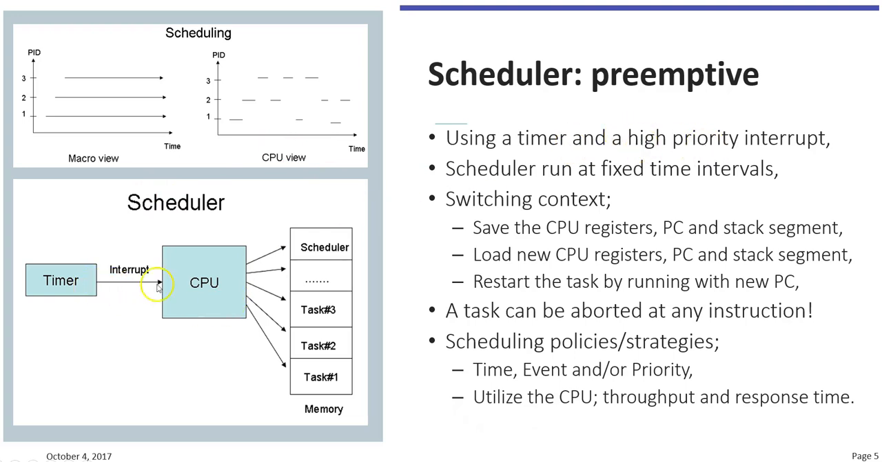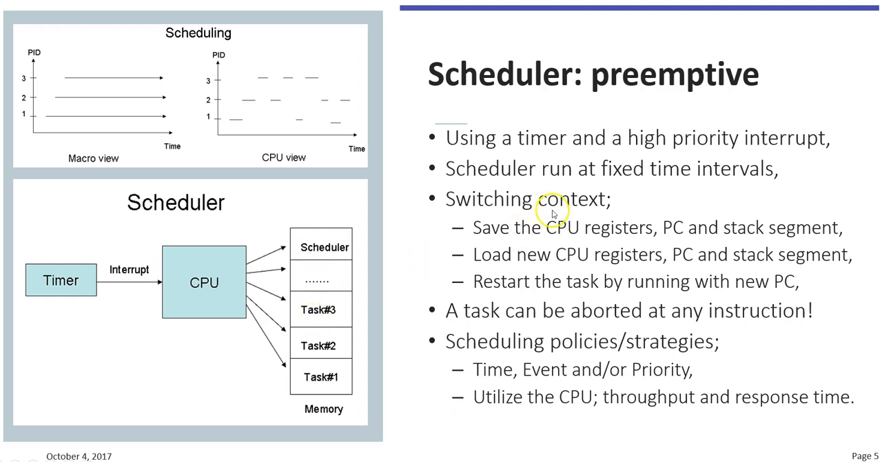So it's using a timer and this high priority interrupt. So we have a high priority interrupt service routine, which is the scheduler, and it's running at fixed time intervals. For example, on the PC platform, it will run every 18.2 milliseconds. So that means it will run more than 50 times each second. The scheduler will be in control, figure out which task to run, and then start that task.